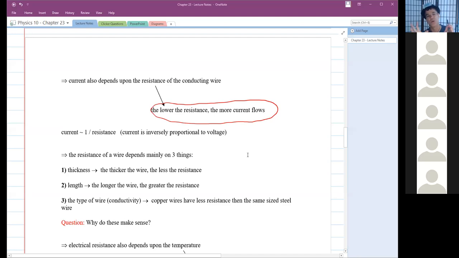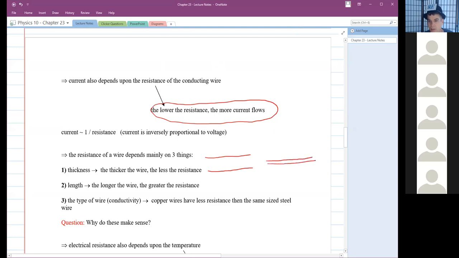Okay, so I kind of have the answer here, but in class, I would have asked you this as a group question. Let's say I have 2 different wires. Let me draw on this. I have one wire which is really, really thick overall, and the other wire which is really, really thin.